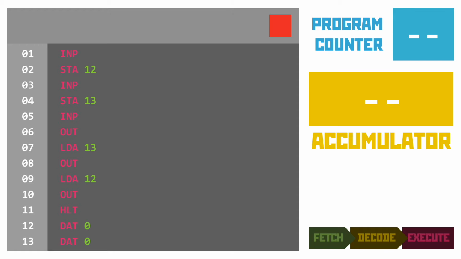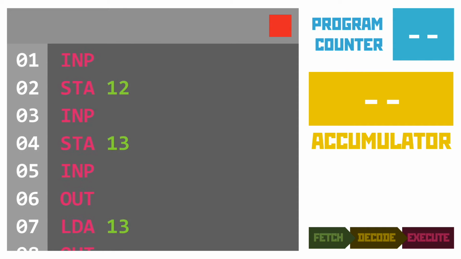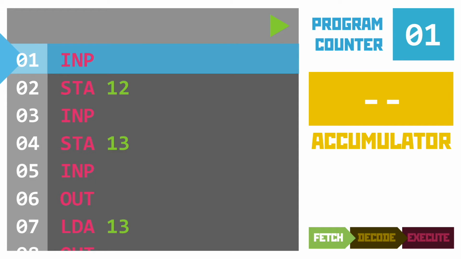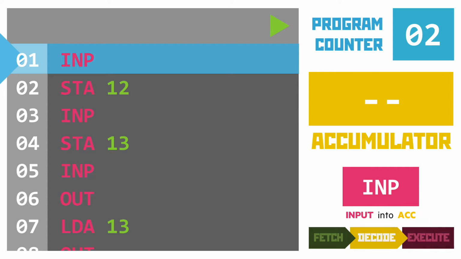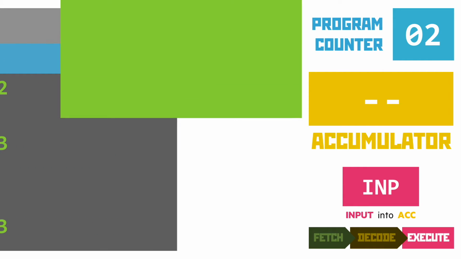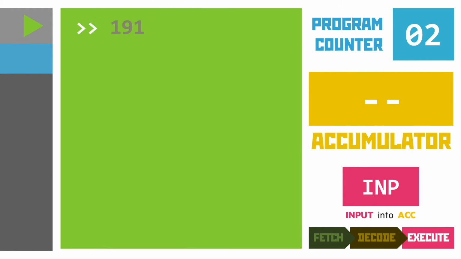Now, although the program is quite long, we're going to zoom in a little bit so we can see what's going on a bit better. Okay, so the program is started and we get stuck straight into that fetch, decode, execute cycle, fetching our first instruction, INP, and incrementing the program counter before decoding the instruction. Now we've seen INP before. It takes input and pops the value into the accumulator. The user has entered the number 191, so into the accumulator it goes.